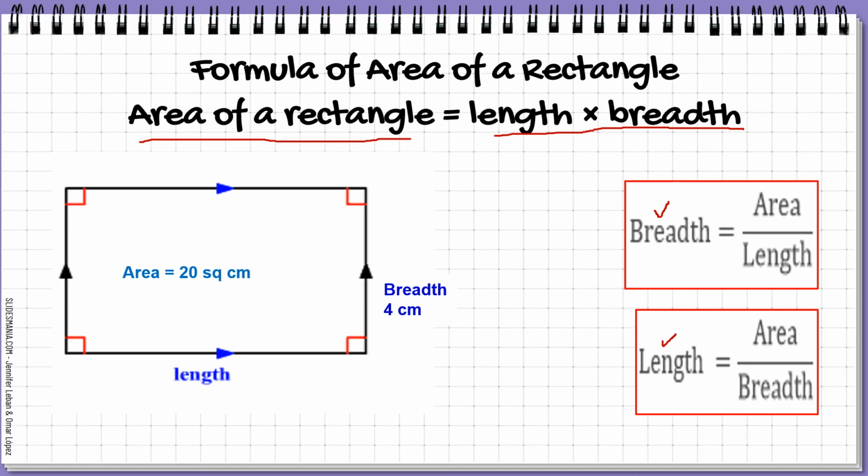Like in this rectangle, let's say the area is 20 centimeter and the breadth is 4 centimeter and you have to find the length. So you know that you have to simply divide area by the breadth. So that is 20 divided by 4, which will be equal to 5 centimeter. So the answer here will be 5 centimeter. Okay, and that's so easy.